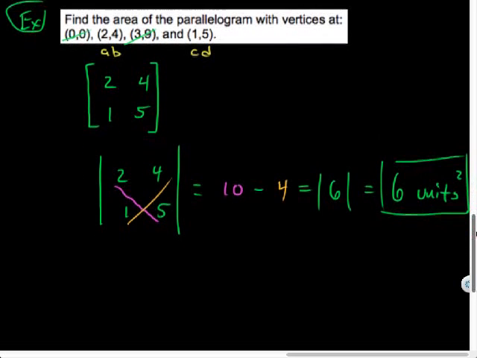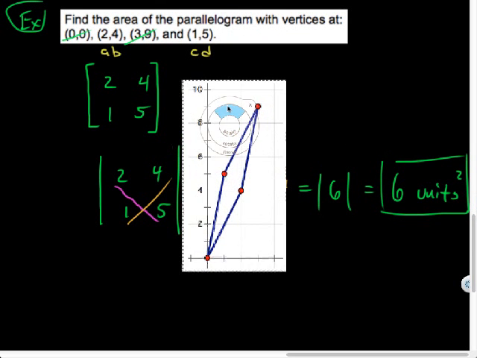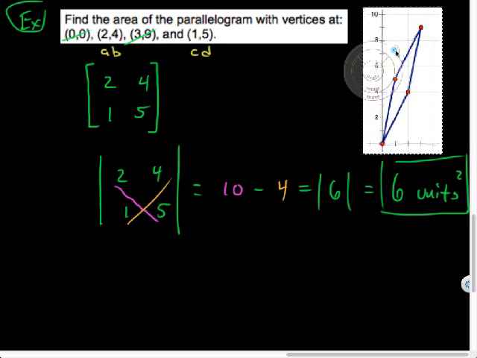How would we know that? Well, like I said, I was able to determine which points I was going to use as A, B, C, and D. I knew I wasn't going to use the origin. And I was able to determine that this was the point opposite the origin because its coordinates were the sum of the other two.